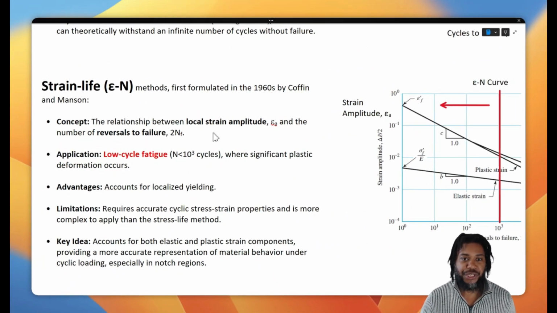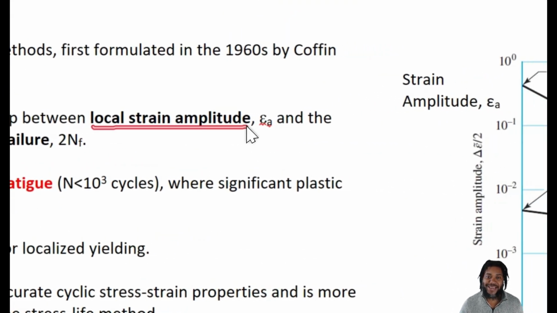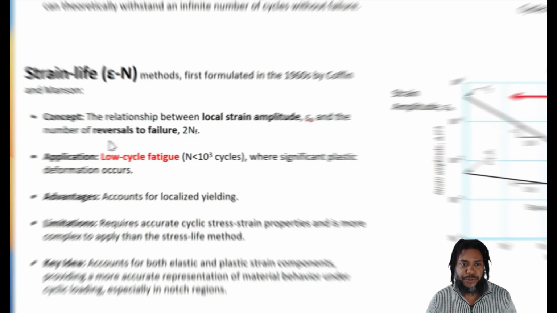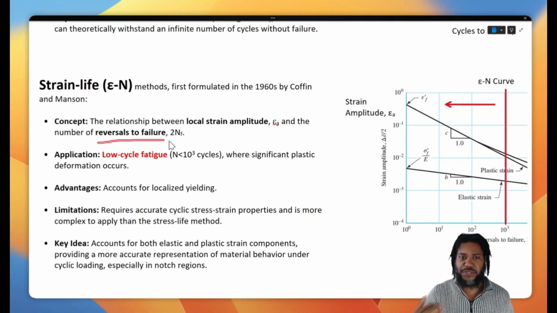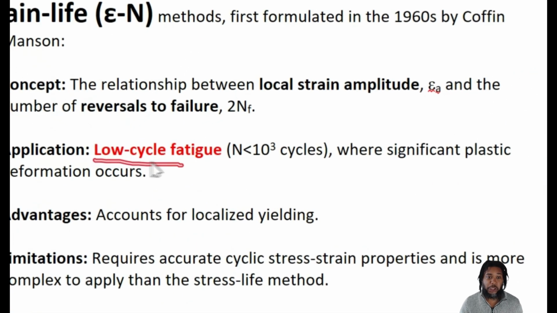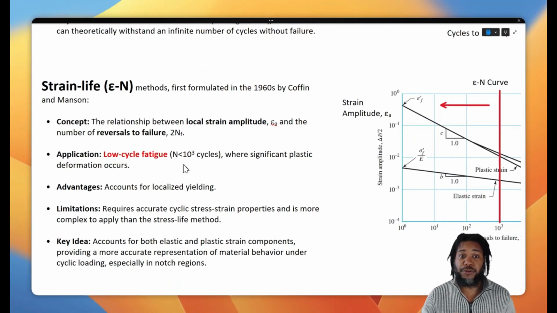Now, in this approach, it relates the local strain amplitude. So the strains going in max and min locally with the number of reversals to failure. So 2 times or half the cycles to failure, right? This method works really, really well for low cycle fatigue, where the number of cycles is less than 1,000. This is where we have significant plastic deformation. This is where we're above the yield strength and approaching the tensile strength of our material.